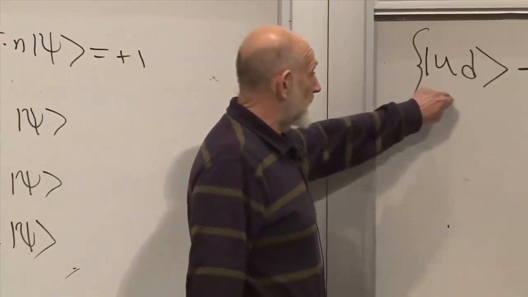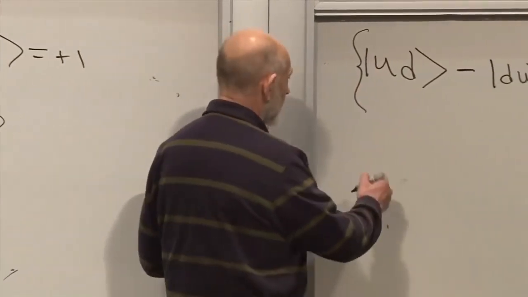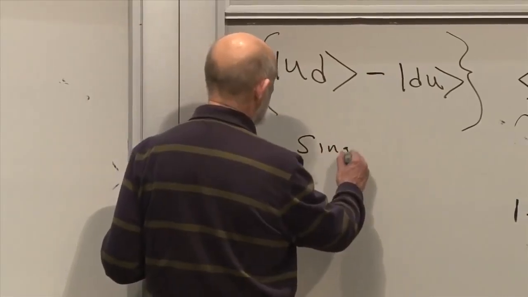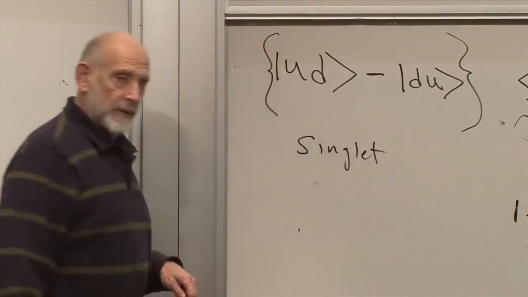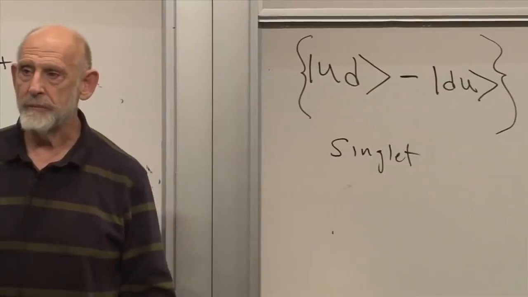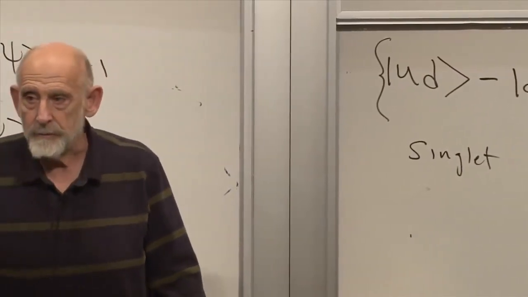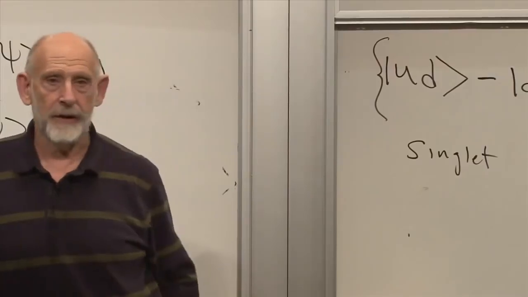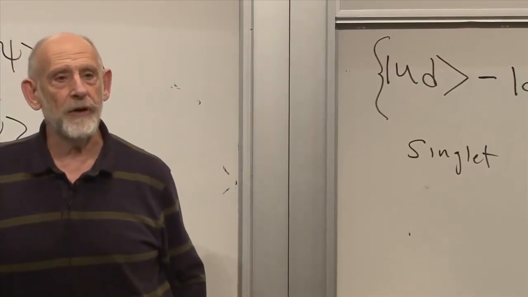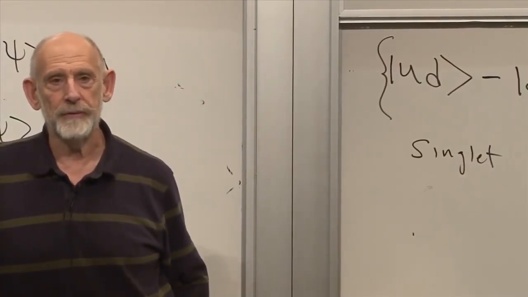This is called a singlet state, singlet. I'm not going to tell you why right now. There are 4 basis vectors altogether. The reason that this one is called a singlet is because there are 3 others which are the triplet. Okay?